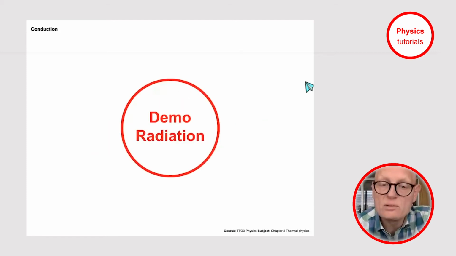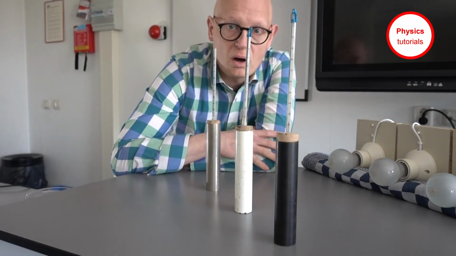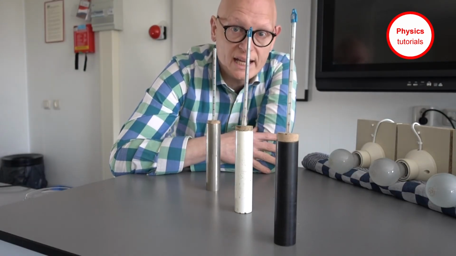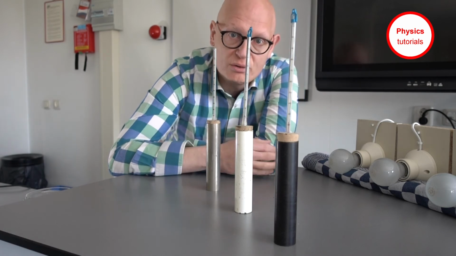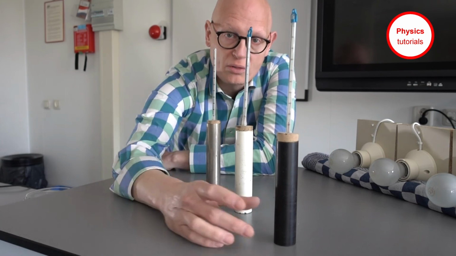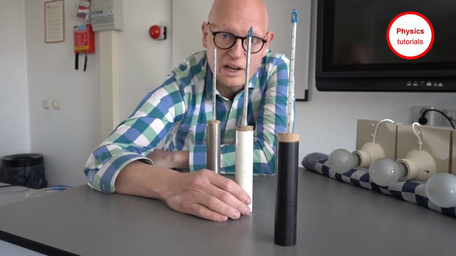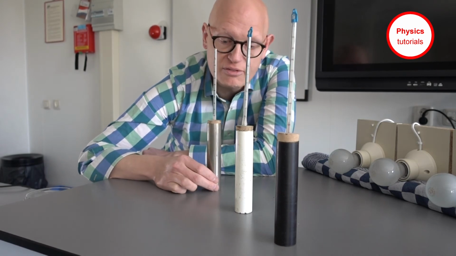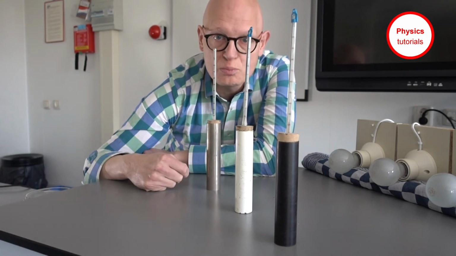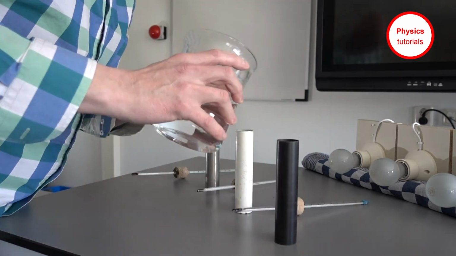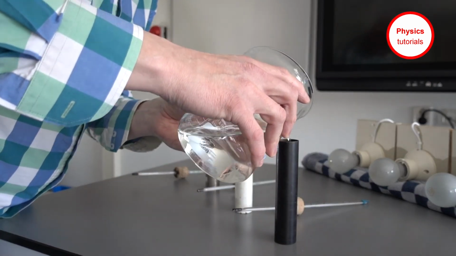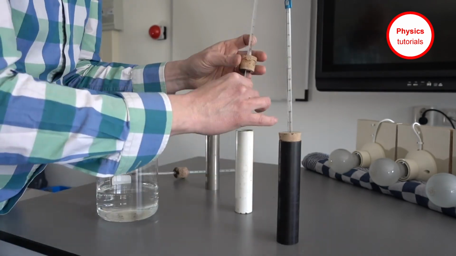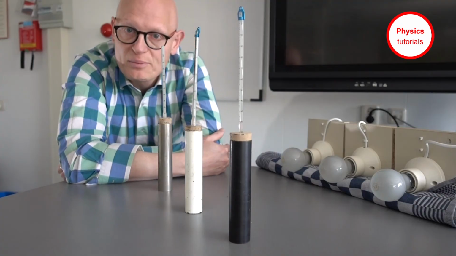And now I'm going to demonstrate radiation. A third mechanism of heat transfer is radiation. And now I'm going to show you the effect of heat transfer by radiation on a black tube, a white tube, and a shiny tube. But first, I'm going to fill up these tubes with water. And now the experiment can start.